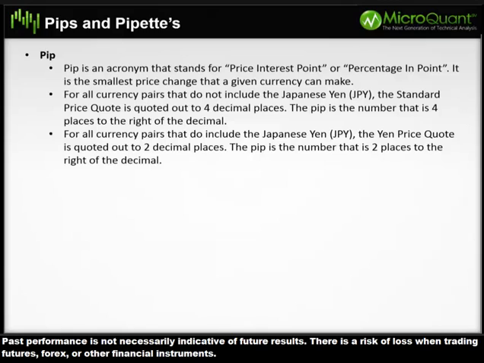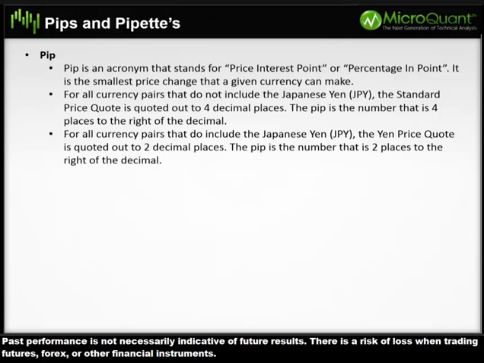So what is a pip? A pip is an acronym that stands for price interest point or percentage endpoint. It is the smallest price change that any given currency can make. For any currency pairs that do not include the Japanese yen, a standard price quote is quoted out to 4 decimal places, and that 4th number is the pip. For all currency pairs that do include the Japanese yen, the price quote is quoted out to 2 decimal places, and the pip is the number that has 2 places to the right of the decimal.